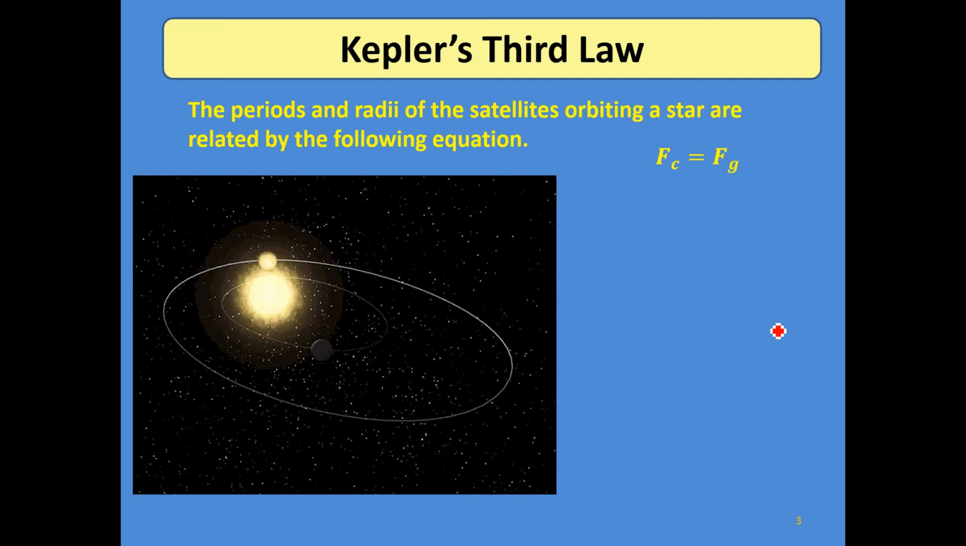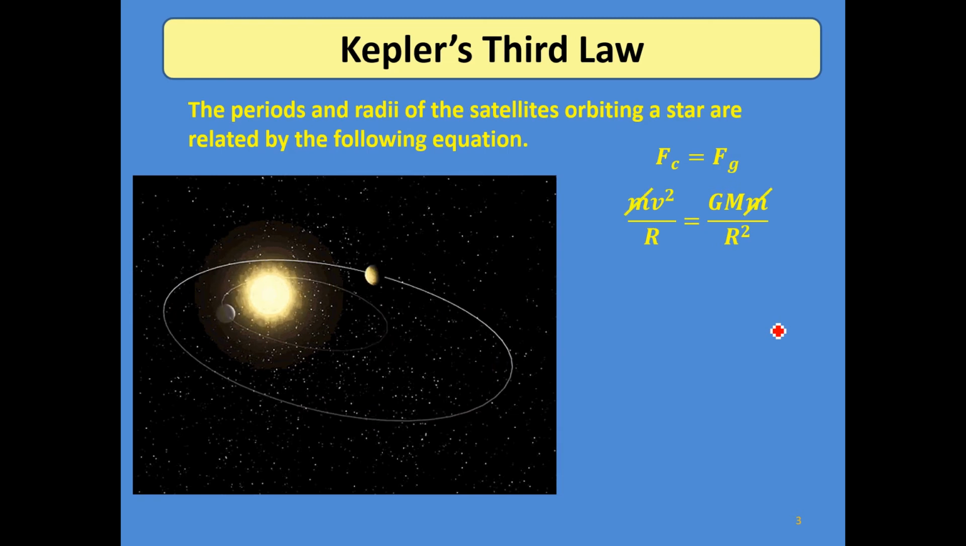This is the same as when we calculated orbital velocity. It's very similar, okay? It just takes it a step further by looking at the ratio of periods and radii. So we know that Fc is equal to mv squared over r. We know that the universal law of gravitation tells us that Fg is G big M little m over r squared. Okay, and then we're just going to do a little bit of algebra here.